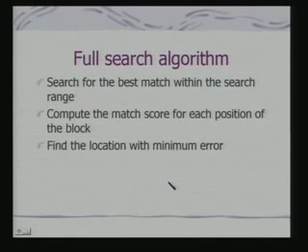So, what is the algorithm to be used? We are considering here the most inefficient algorithm, what we call a full search algorithm. That means you search for the best match within the search range and search at each position, that means compute the match score for each position of the block. Okay. So, I shall shift x y to each pixel position over the search area, compute the match score, fine, and then find the location with the minimum error. So, this is the least efficient algorithm, which is called full search algorithm.